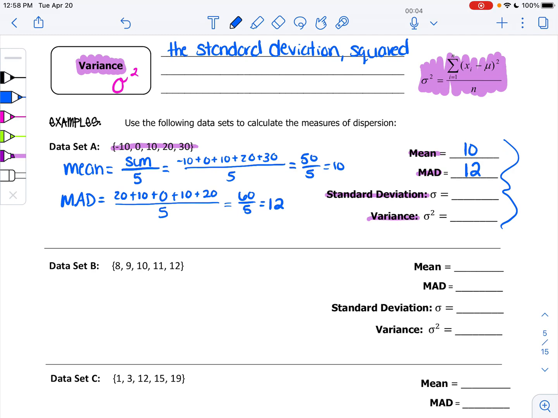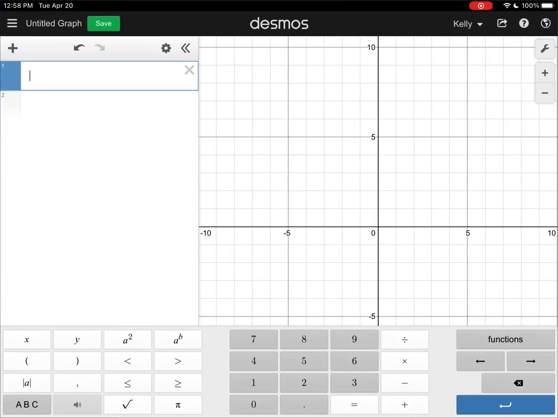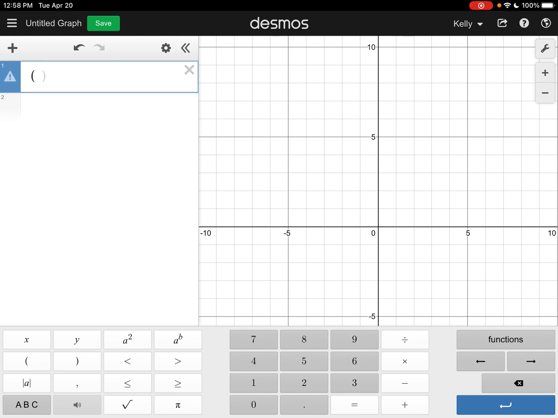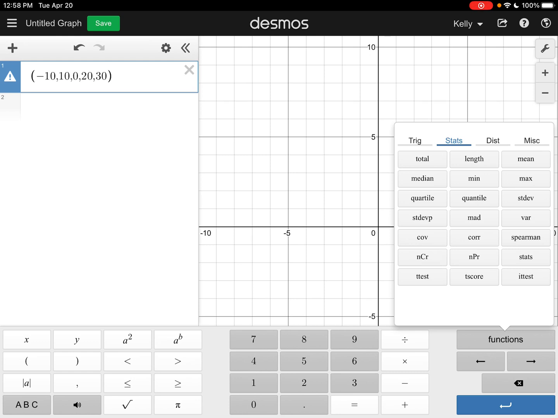So let's switch over to Desmos. And just like I did with my previous lesson, we're going to put that data in parentheses. So working with the same data set of negative 10, 10, 0, 20, and 30. And just like we did in our previous lesson, when we go to function and stats, you can see that we get some options for standard deviation, for MAD, and for our mean. Those three will be calculated for us.